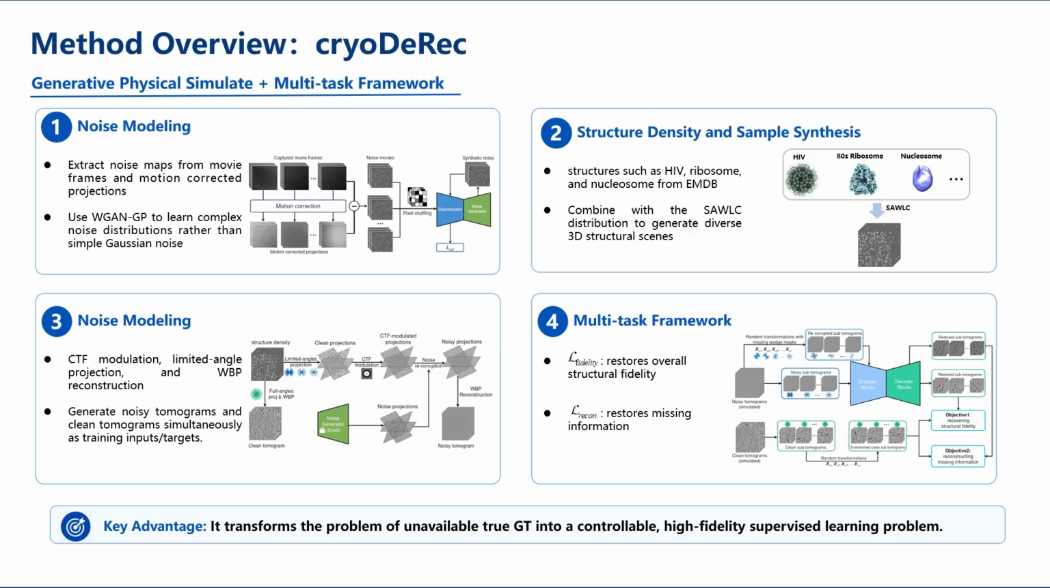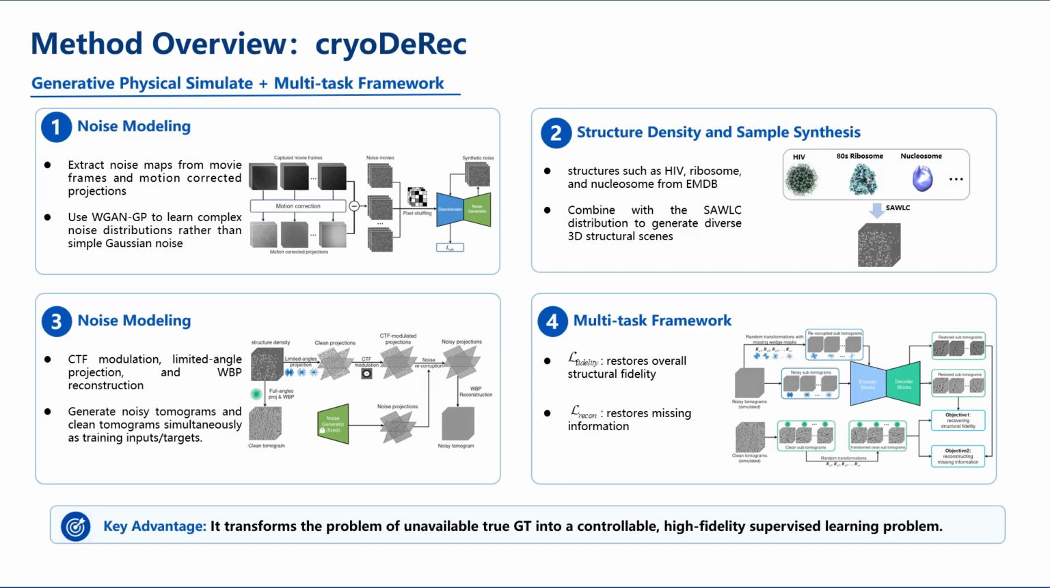The second module is structure density and sample synthesis. The authors select macromolecular structures such as HIV, ribosome, and nucleosome from EMDB, and combine them with the SAWLC distribution to generate diverse 3D structural scenes. The third module is imaging physics simulation. It incorporates CTF modulation, limited angle projection, and WBP reconstruction. Through this process, the framework can generate noisy tomograms as inputs and clean tomograms as training targets.